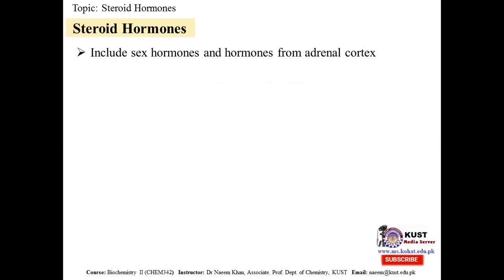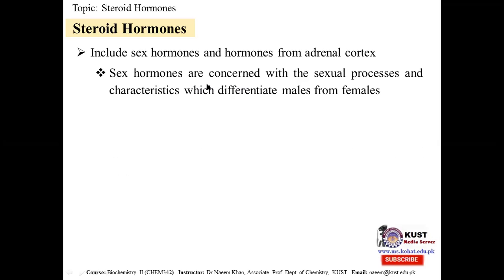Steroid hormones include the sex hormones and the hormones from the adrenal cortex. Basically, steroid hormones contain two types of hormones. One is called sex hormones, that is male and female sex hormones, and the others are the hormones secreted by the adrenal cortex. Sex hormones are concerned with the sexual processes and the characteristics which differentiate males from females. They are responsible for the sex processes, and actually bring about those physiological changes that differentiate male from females.